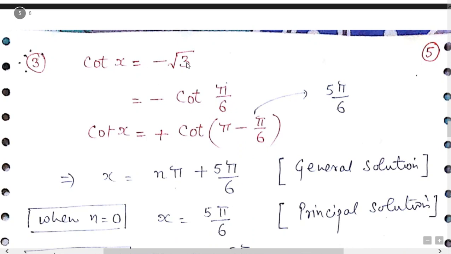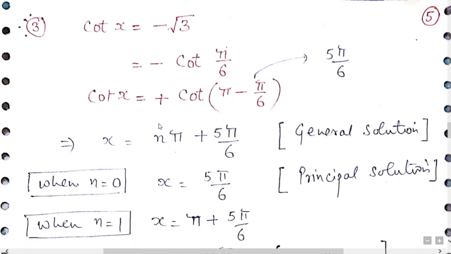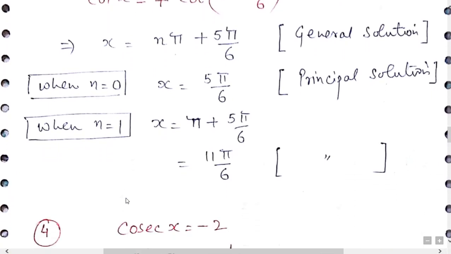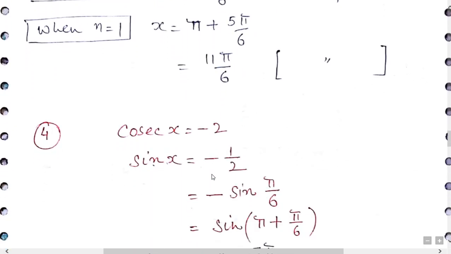Similarly, for cot x minus root 3, that is cot x equals cot pi over 6, we write cot of pi minus pi over 6, because you have to remove this negative sign. The formula for cot and tangent is the same. It's n pi plus 5 pi over 6. This is the general solution. For n equal to 0 and 1, it's a principal solution. It's 5 pi over 6 for n equal to 0, and pi plus 5 pi over 6, that is 11 pi over 6, for n equal to 1.